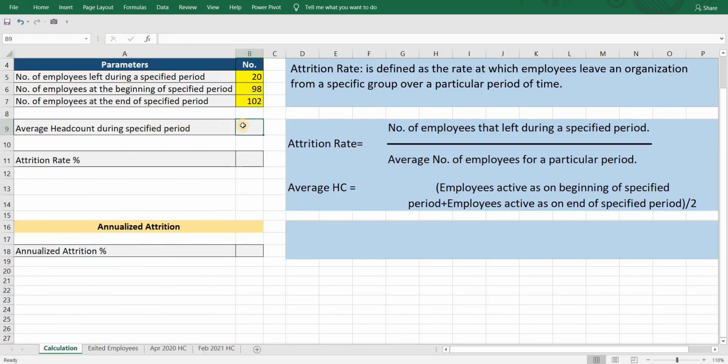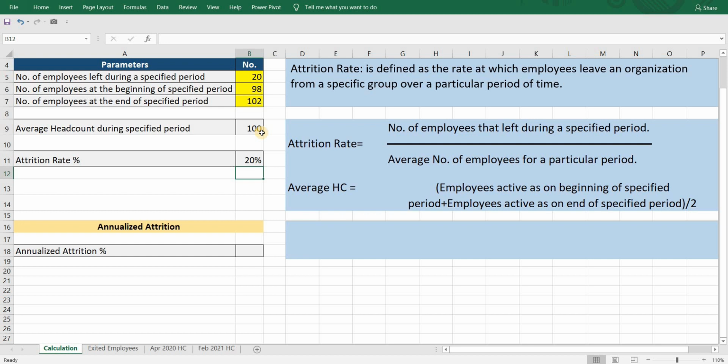To calculate average, I will take the headcount of April 2020 and Feb 2021 and divide it by 2. To calculate attrition rate, I will divide employees left during this period by the average headcount. Now, this is current attrition.